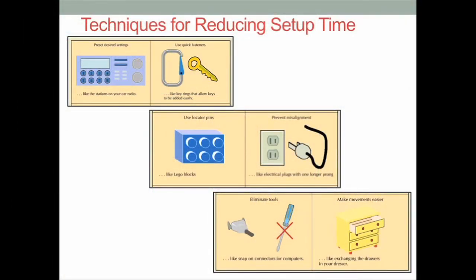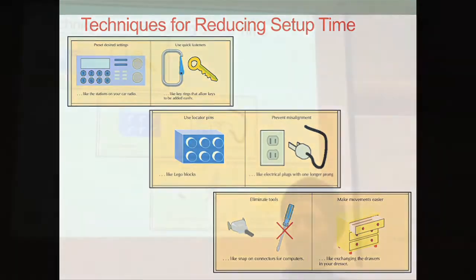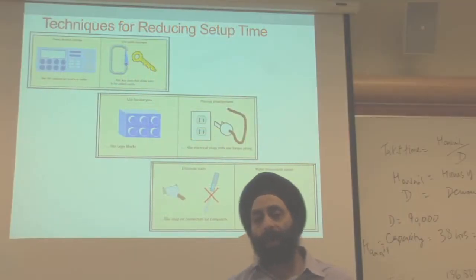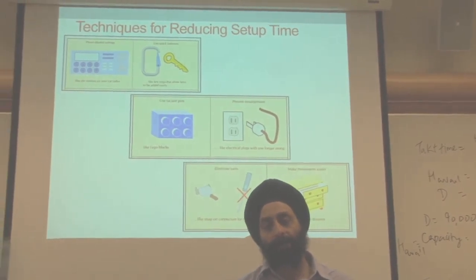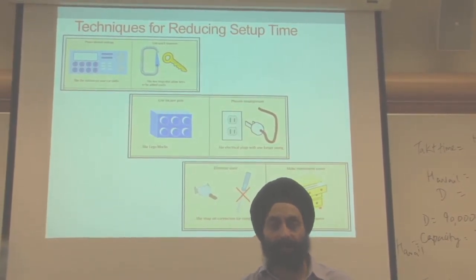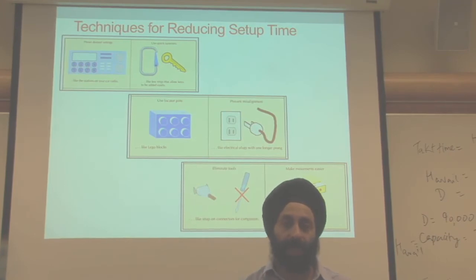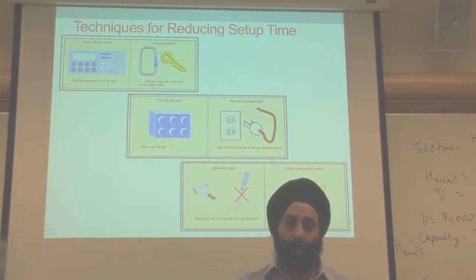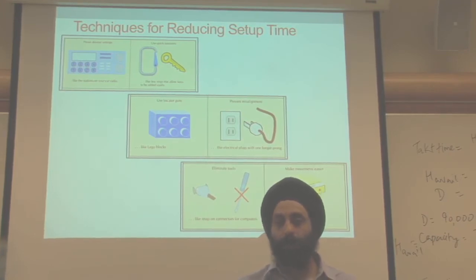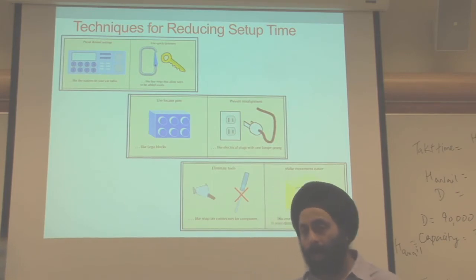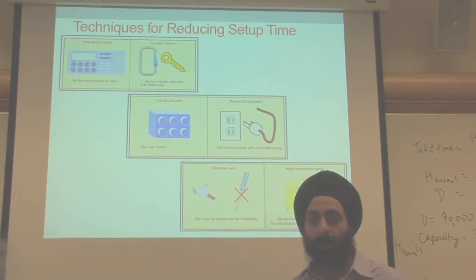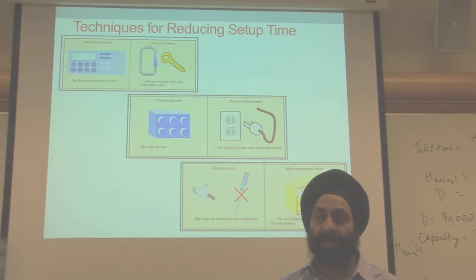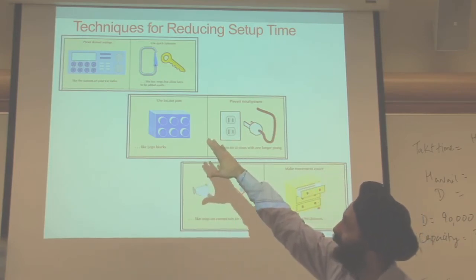Preset desired settings, just like a lot of vehicles come with memory functions for desired settings for the seat, so that the driver does not waste time setting the seat. If there are two drivers in the household, the car will remember, based on which key is put in the ignition, what the driver seat settings are. So that's an example of a pre-desired setting.